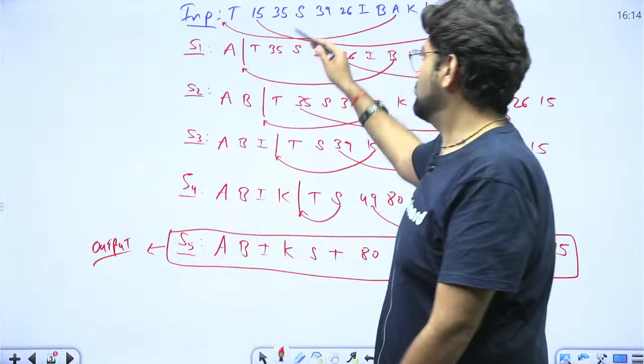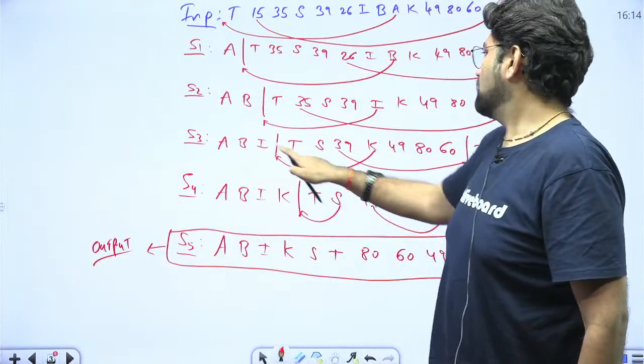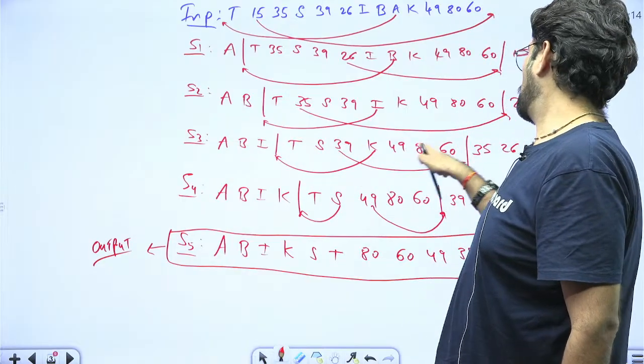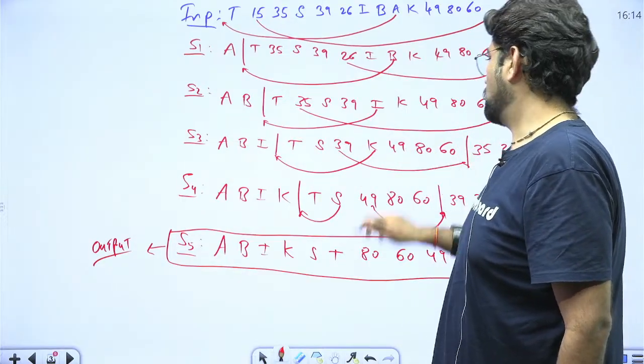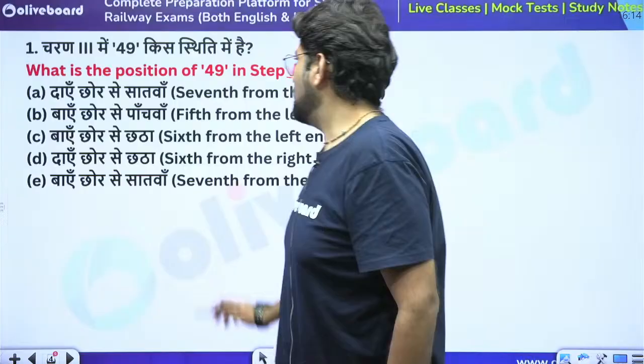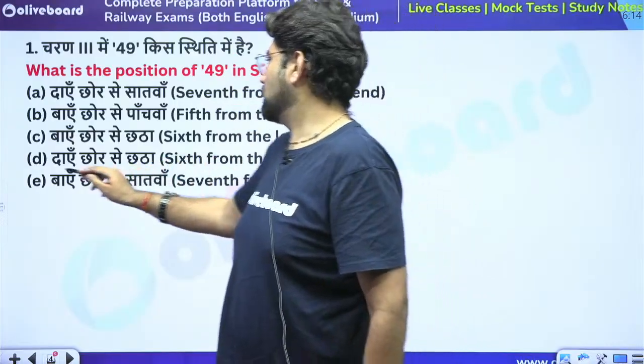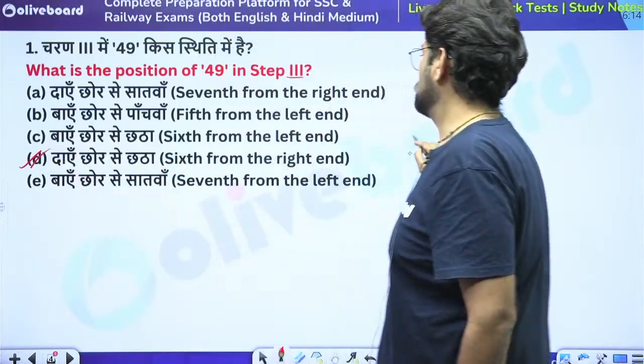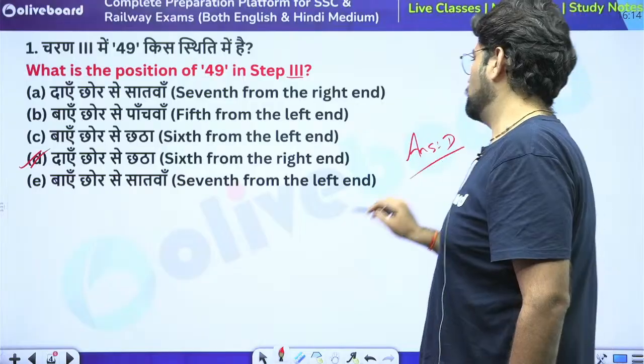So in step 3, what is the position of 49? From left it is 3, 3, 6, 7, 8 from the left and 3, 3, 6 from the right. 8 from the left, 6 from the right. 8 is not there, 6 from the right is there. So option D is the correct answer. This is what was expected of you in the question.